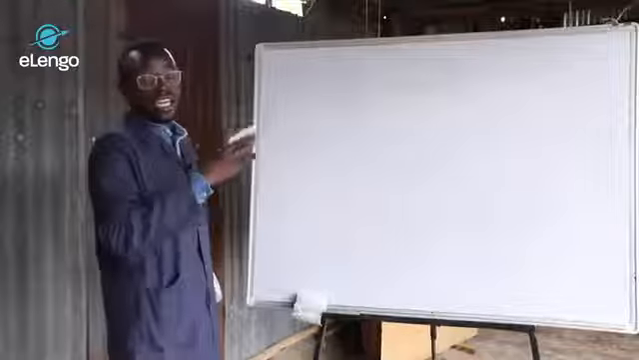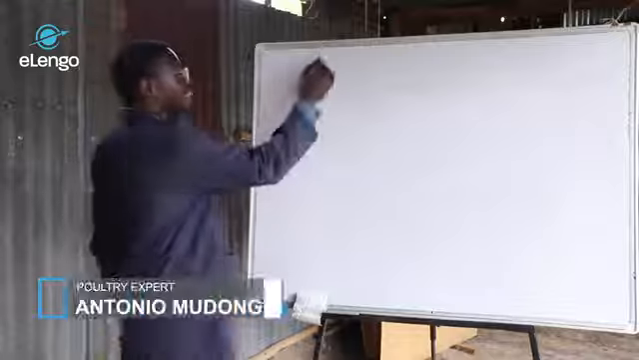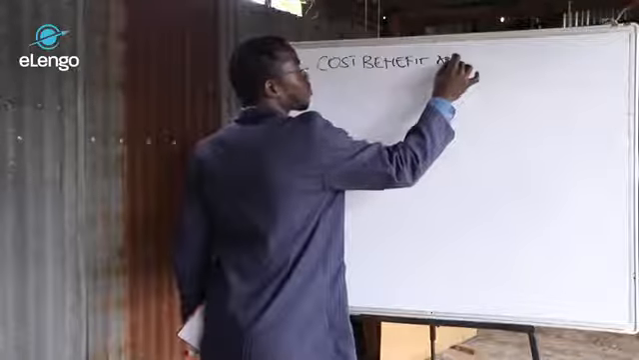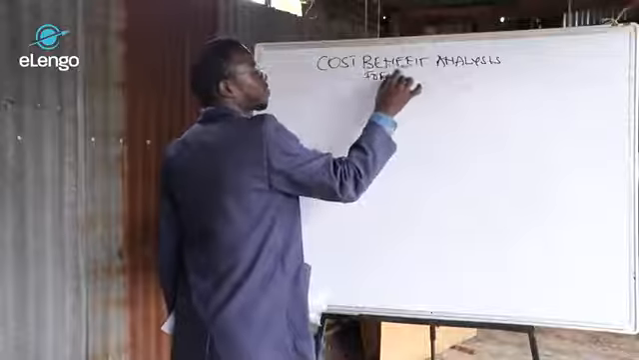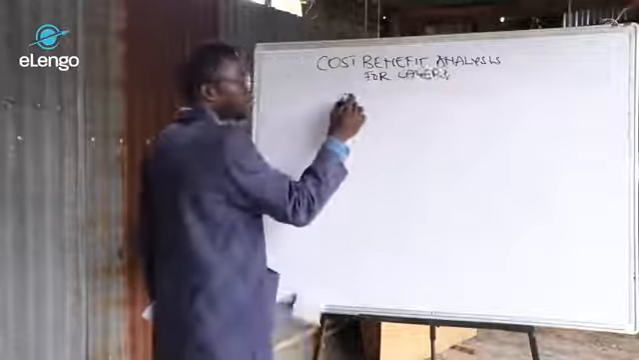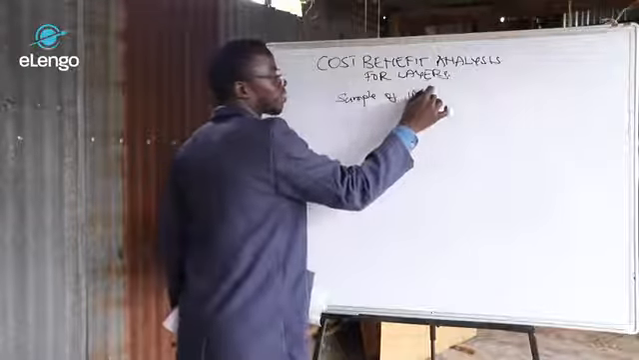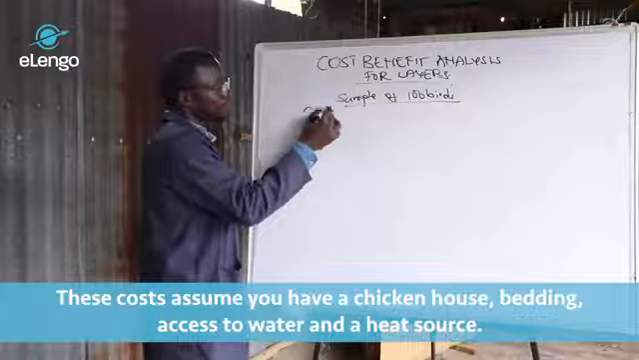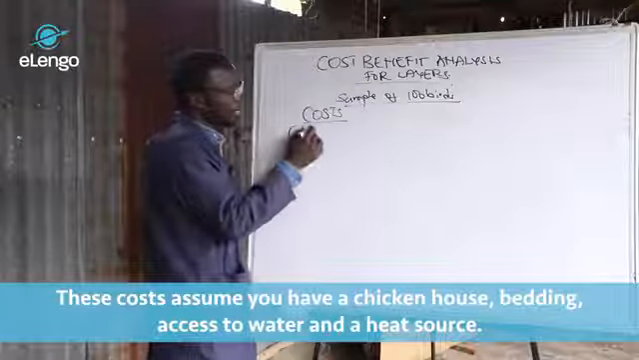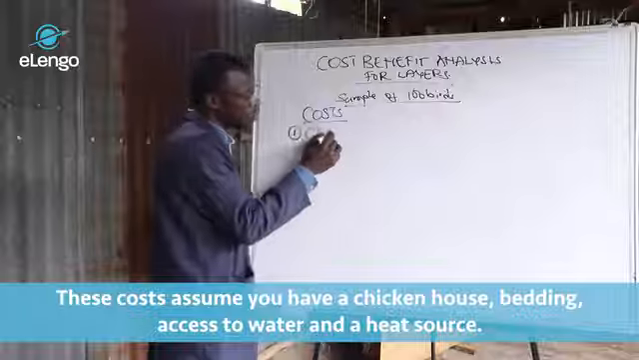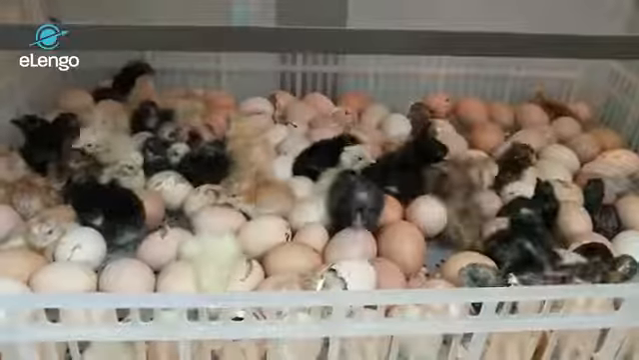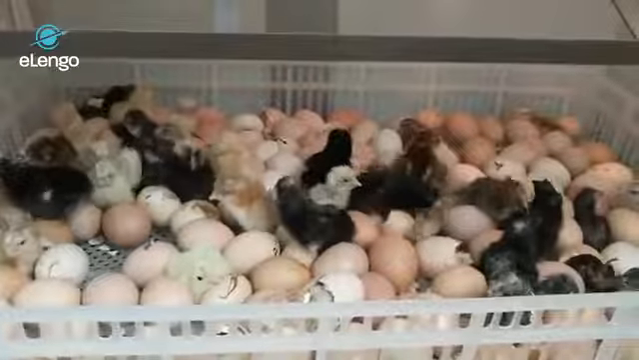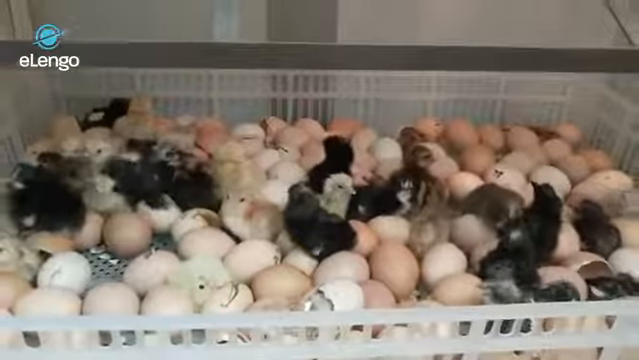We want to handle the cost-benefit analysis for layers. We shall use a sample size of 100 birds. The first item on our cost list, so we're doing costs, would be chicks or day-old chicks, which are 100 at $1 per chick, a total of $100.